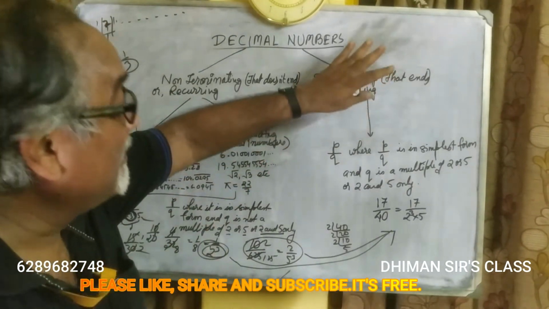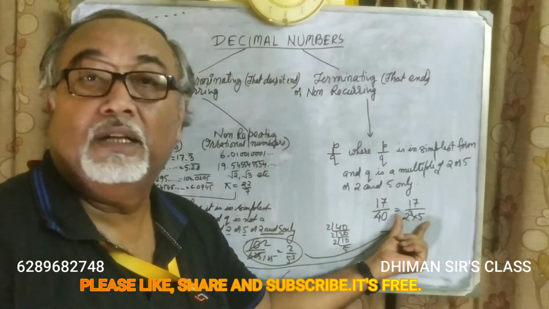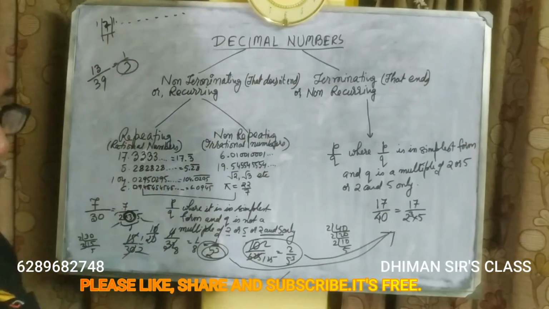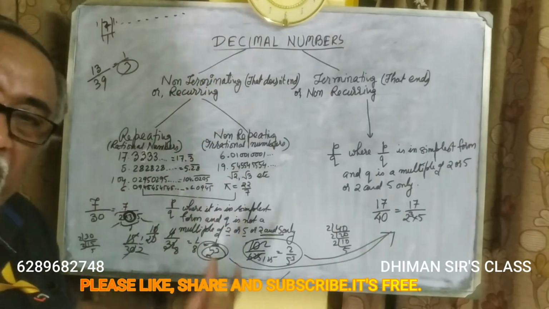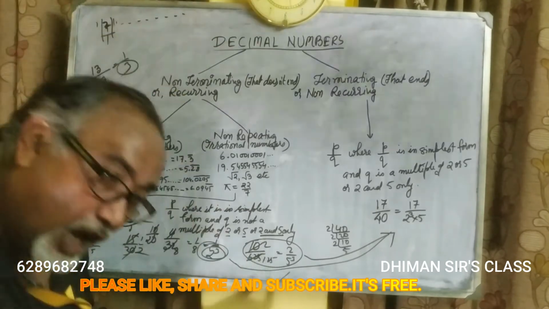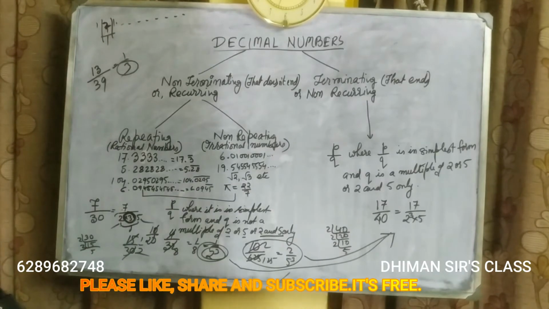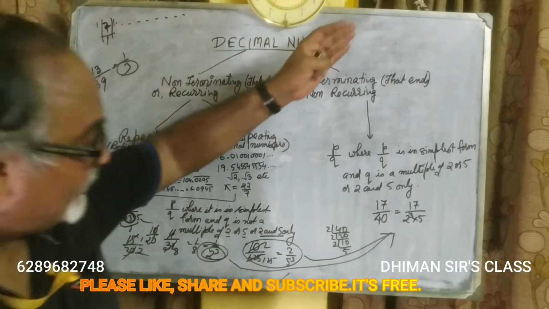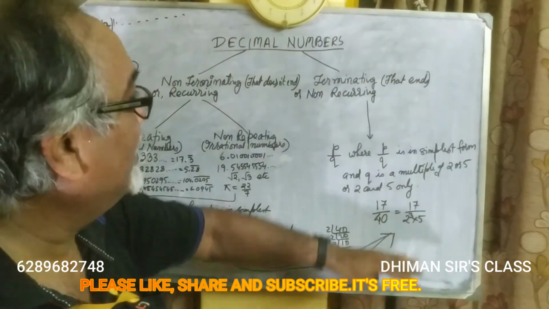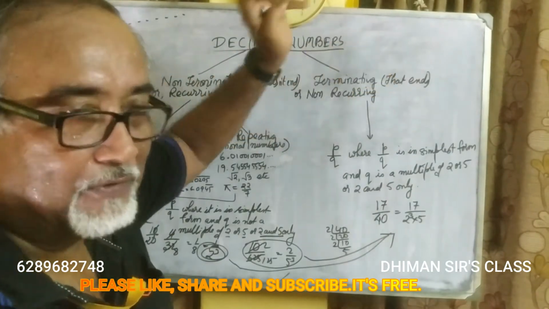And here it will be terminating because here it is only 2 or 5 or 2 and 5 both. There is no other number in the denominator. Here, 2 alone or 5 alone or 2 and 5 both. If along with them some other number is also there, it will become non-terminating, and if there is only 2 or 5 or 2 and 5, no other number, then it will be terminating. Non-terminating, terminating decimal numbers. That was the point.